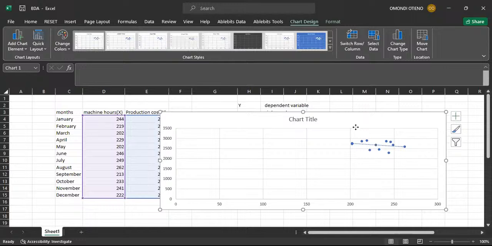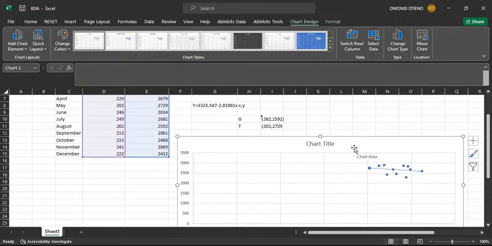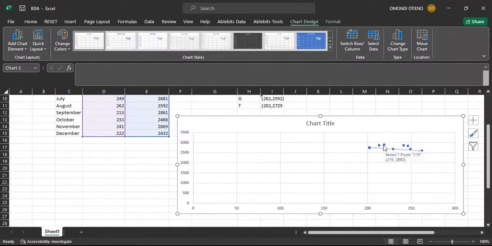Let me just show you the ones that we picked. The first one was 262, 25, 92. So that 262, maybe it is somewhere here, it is this one here. Look at where my cursor is. I believe you're able to see 262, 25, 92. At this point I can give it a name. The name that I've decided to give it is G. The coordinates at point G are 262, 25, 92.